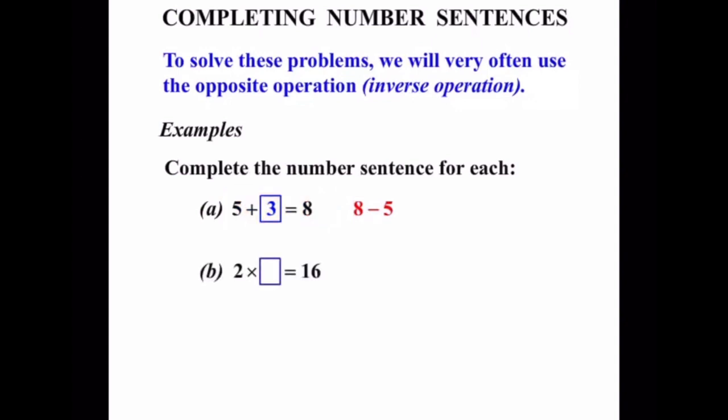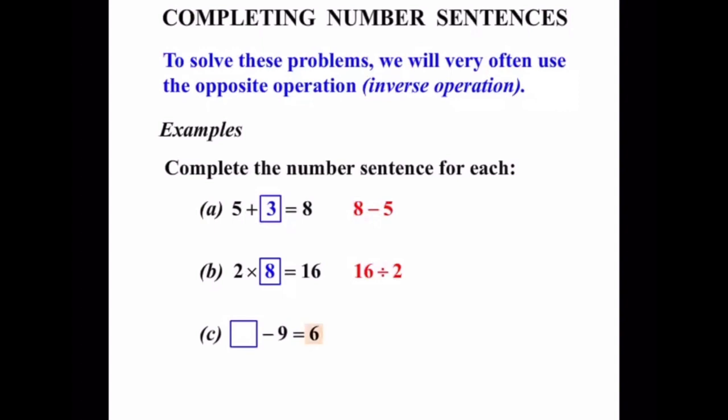The next one. 2 times something equals 16. Again, let's start with our end result, 16. And the times 2, the opposite of times, is divide. So let's think 16 divided by 2. We work that out, we get 8. So let's put 8 in our box there. Now, it's no good just writing an answer and then forgetting about it. We need to check the answer. So here we go. 2 times 8 equals 16. Well, yes, that is true.